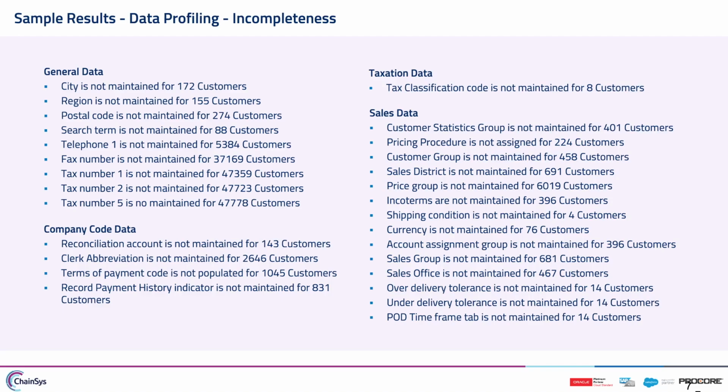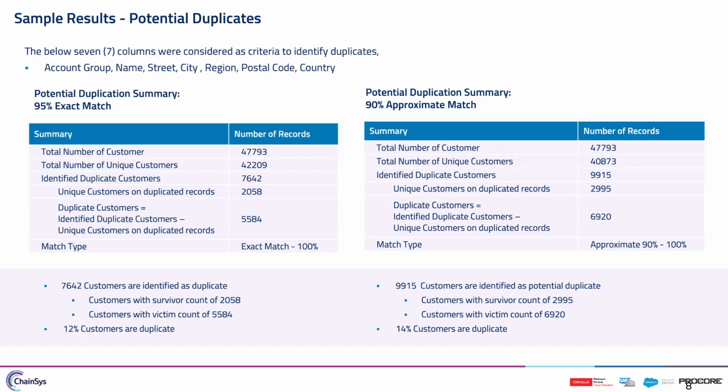And these are some results for the potential duplicates. These are algorithm based, it's not just a 100% match. For 95%, 12% of the customers are duplicates. For 90%, 14% of the customers are duplicates. So we will provide the data as well to justify all these numbers.